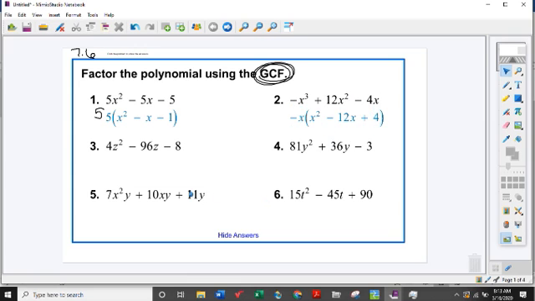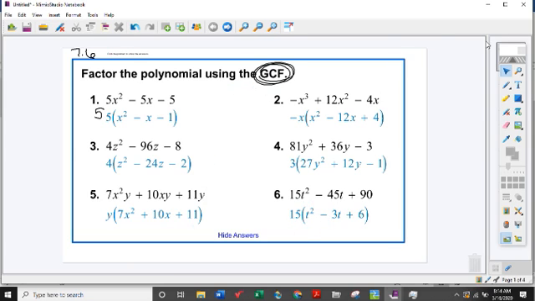So that's my GCF. You can pause the video if you want to multiply it back out and see if it works. Number 3, everybody has a 4 in common. Every term is divisible by 4. So I factor out the 4 and get z squared minus 24z minus 2. Number 4, all divisible by 3. So 3 is the GCF. Number 5 looks a little scary because they all have a y, but guess what? That's the GCF. And then finally, number 6, everything is divisible by 15, so I factor out the 15.